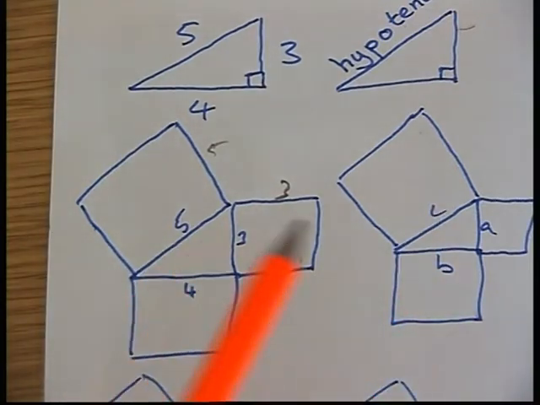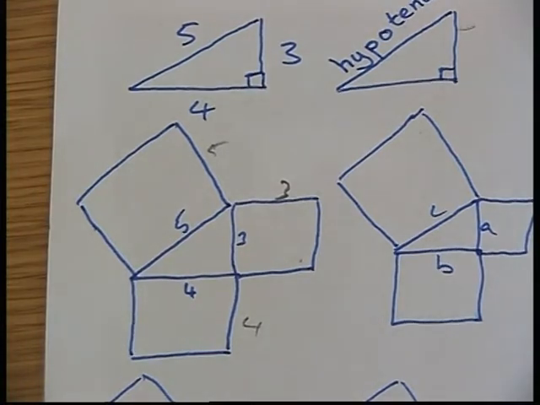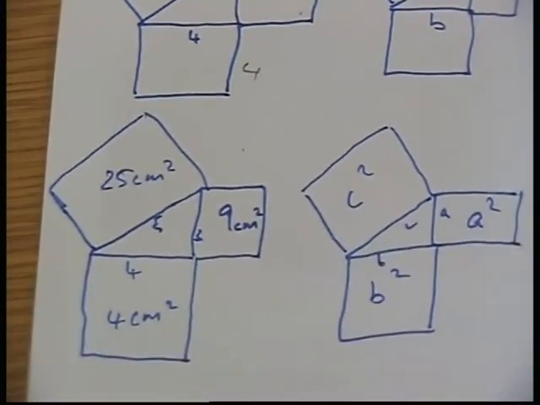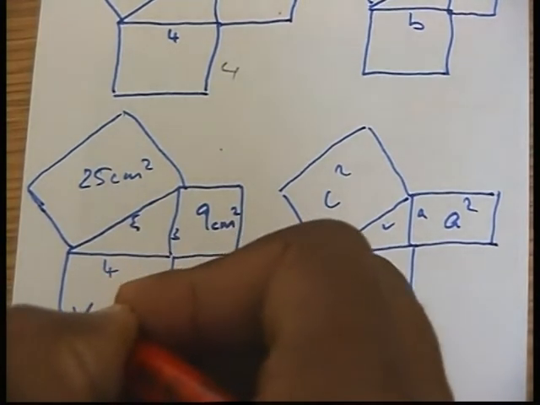Now you draw the same thing and you tell me what's the area of each square. What's the area of each of those squares? It should have had this. Can you see? 5 times 5 is 25, 3 times 3 is 9, 4 times 4 is 16. Well here, A times A is A square, B times B is B square, and C times C is C square. Now do you notice any relationship between the numbers? Sorry, that should be 16. 4 times 4 is 16.